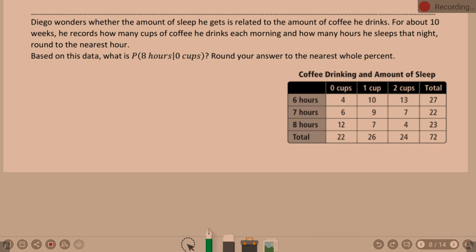Okay. What is this probability asking us to find? What are we putting on top there? Probability of what? Okay, so probability of 8 hours and 0 cups, over what's going to go on bottom? The probability of 0 cups.